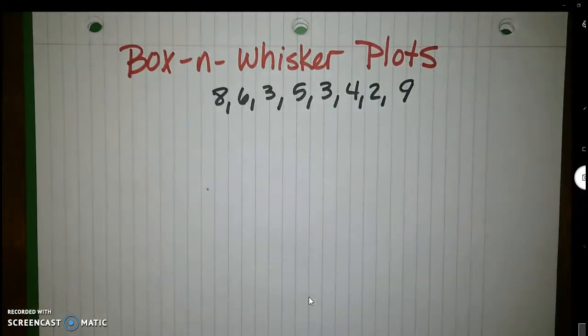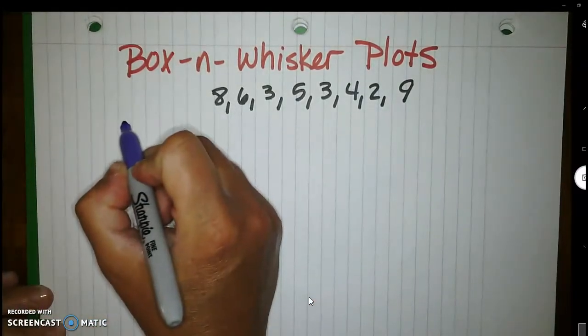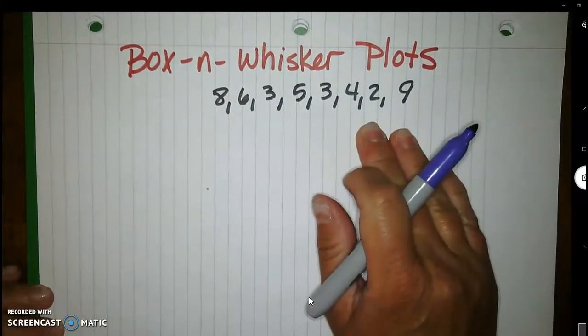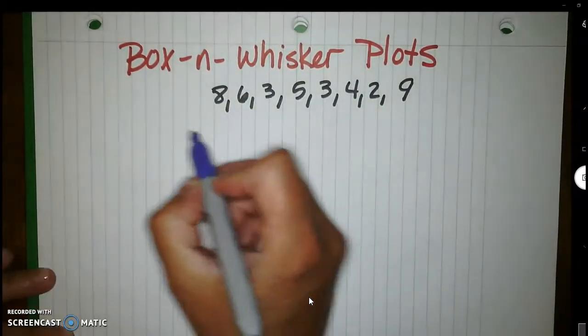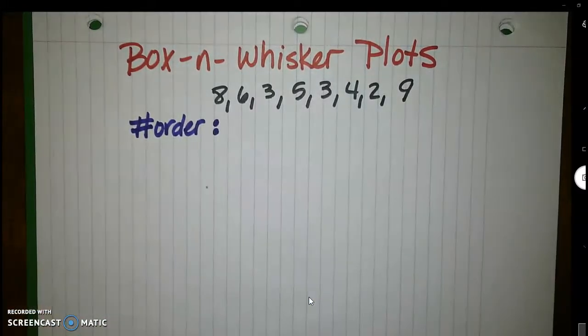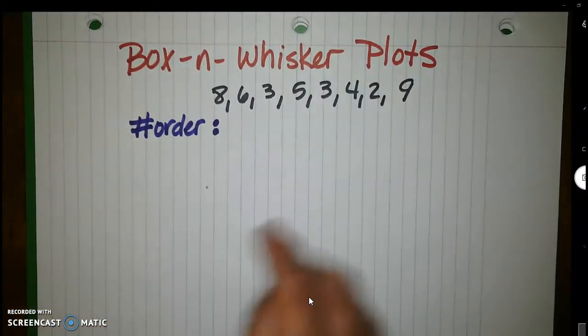The first thing that you want to do with a box and whisker plot is put your data, that's what these are, just data, okay? It's just numbers. But you want to put it into numerical order, and I'll tell you why in a second, okay? So I'm going to rearrange these. I'm going to put these into numerical order.